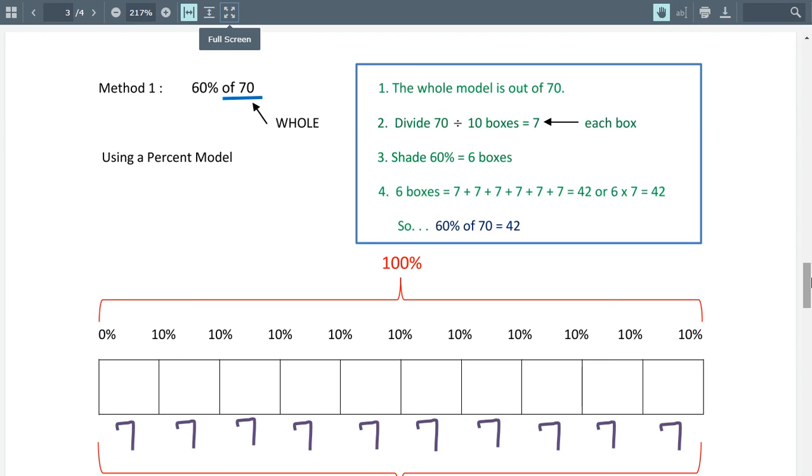So if you want to try these again, go back and try to write this problem out, see if you could solve using all 3 methods.